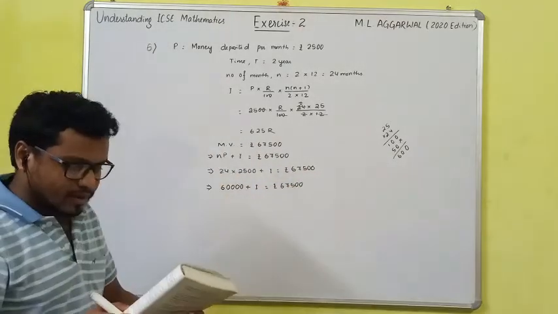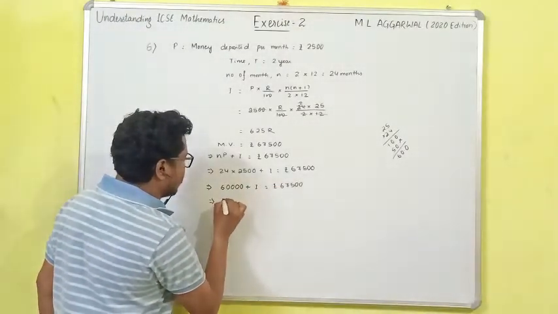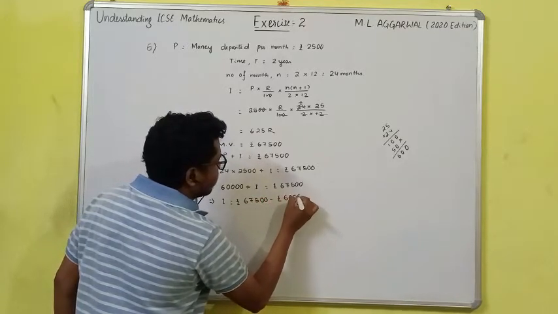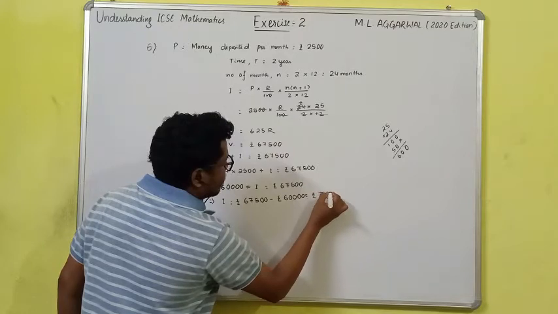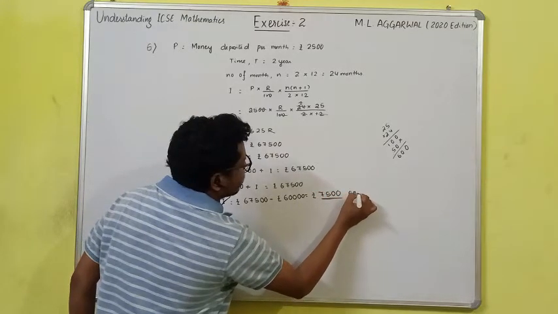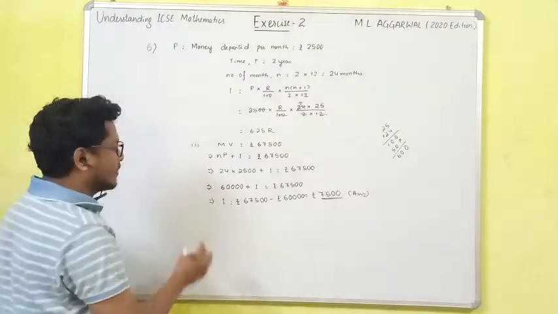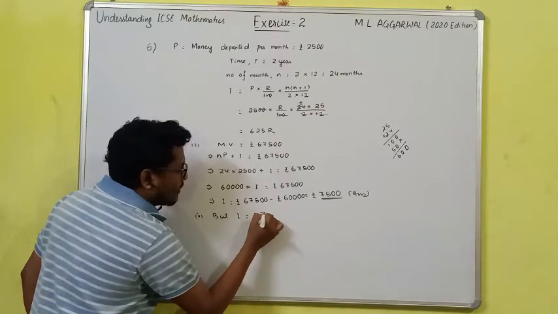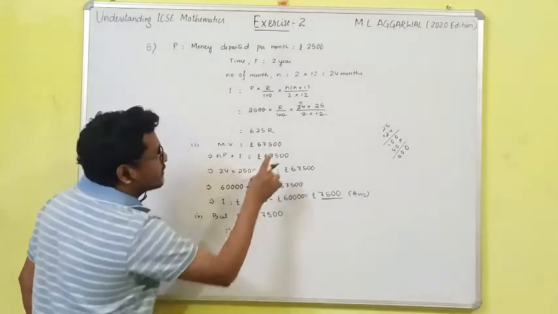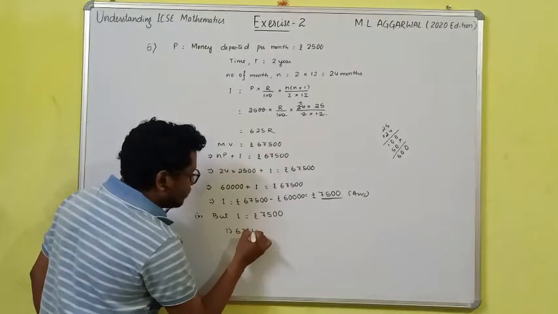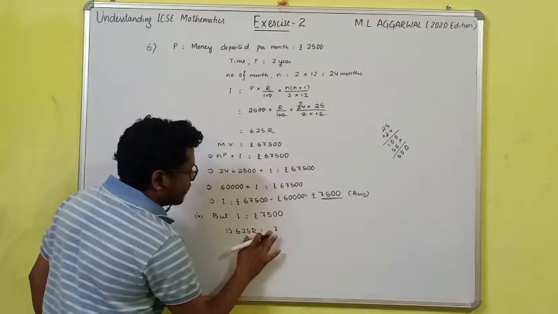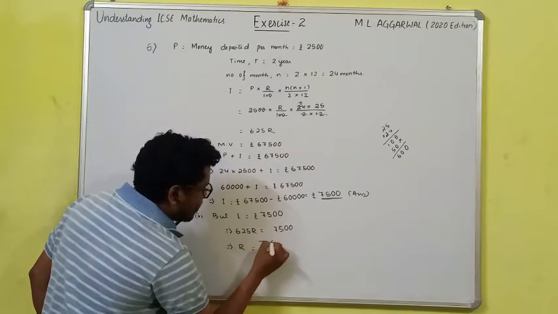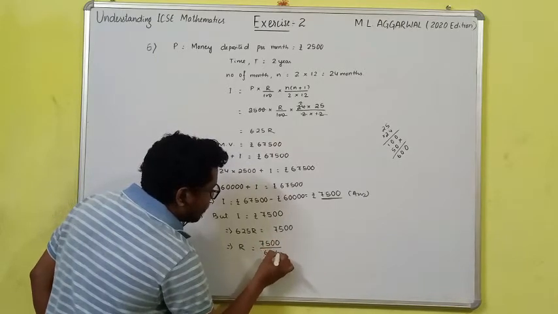So I is equal to rupees 67,500 minus 60,000 is equal to 7,500. So the interest you have calculated. Bit 1 you have calculated here. Bit 2, but I is equal to 7500. But I is equal to how much? 625 R is equal to 7500. Don't write rupees here, 7500. So R is equal to 7500 by 625. You write.